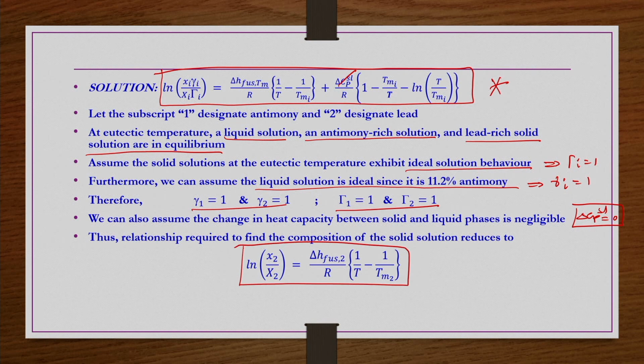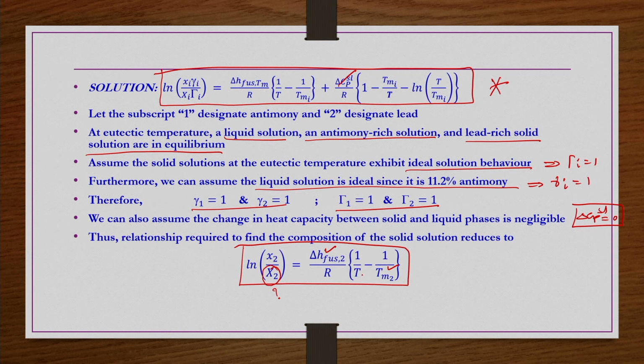Ln x2 divided by capital X2 is equal to delta H fusion of component 2 divided by R multiplied by 1 by T minus 1 by Tm of component 2, because we wanted to find out this x2. This is the final relation, and then we have to find out this capital X2, how much it is. This is given, this is also given.